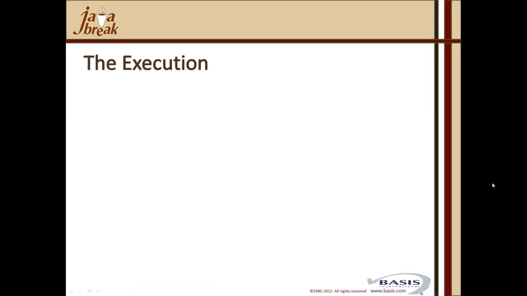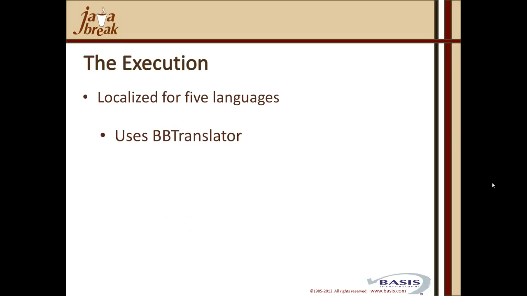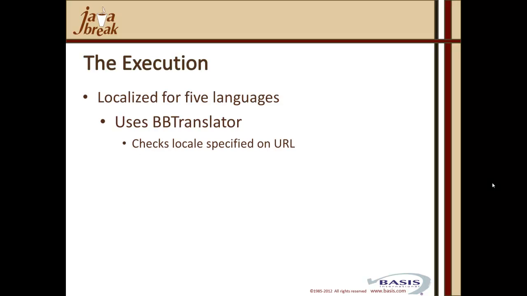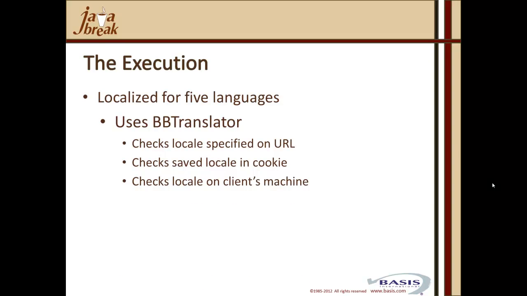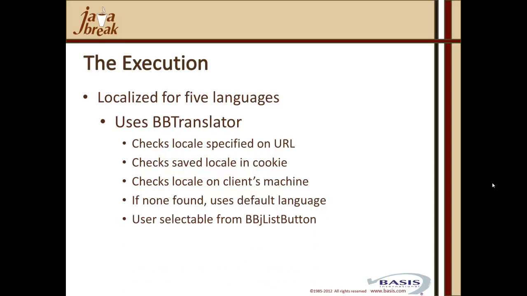The last enhancement to our web page was to accommodate the multilingual users of our download product. So we wanted to localize for 5 languages. We utilize the BB Translator utility, and we check for the locale specified on the URL. So if the URL specifies a locale, that's the one we'll use. It also checks, if that's not available, the saved locale in the cookie. And then finally, it'll check the locale on the client's machine if there isn't a cookie available. If none of the above is found, it uses the default language. And of course, it's also user selectable from the BBJ list button on the top of the page.